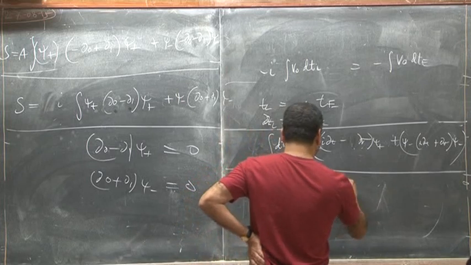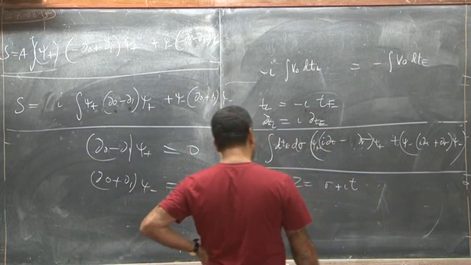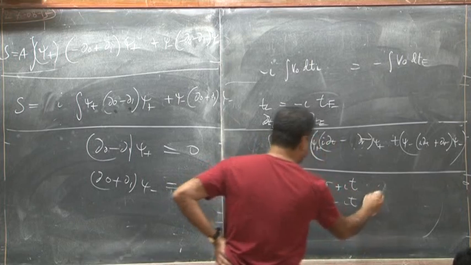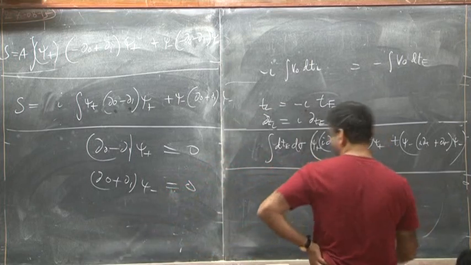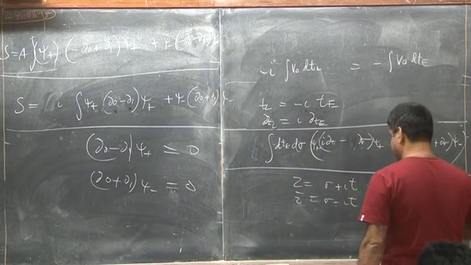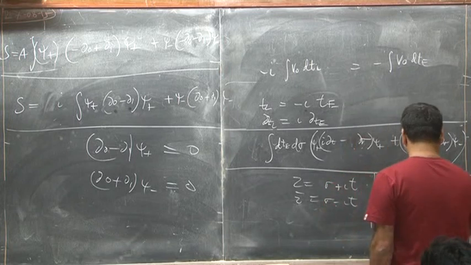Okay. Z was equal to sigma plus iT. So say Z is sigma plus iT, and Z bar is equal to sigma minus iT. Del Z was, again, somebody help me. Del Z is, of course, del sigma.